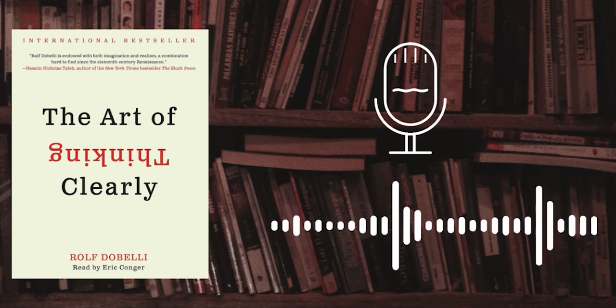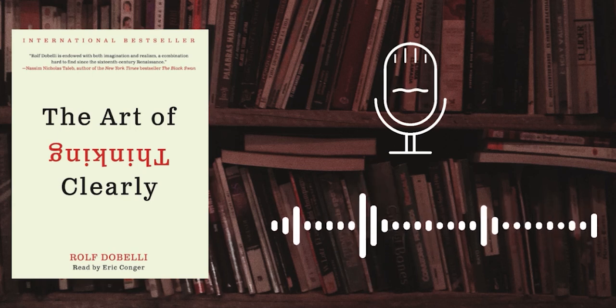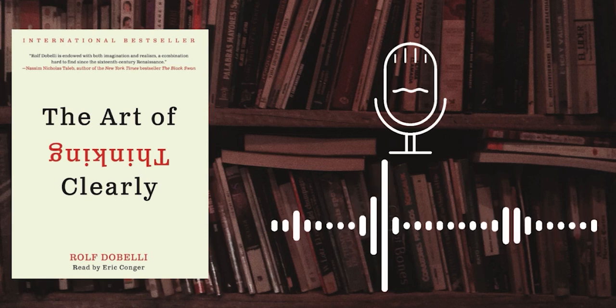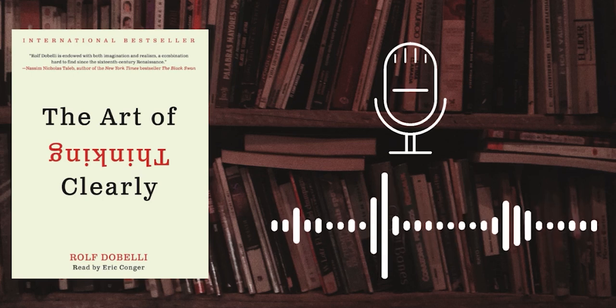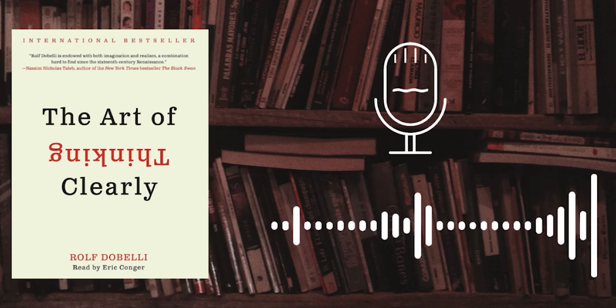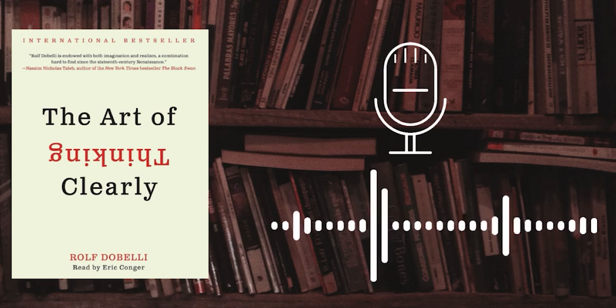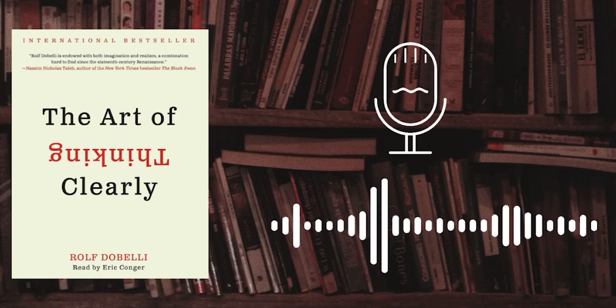Spotlight effect. The spotlight effect is the tendency to overestimate how much others notice our actions and appearance. This can lead to unnecessary self-consciousness. Recognizing the spotlight effect helps us relax and focus on our actions rather than others' perceptions.